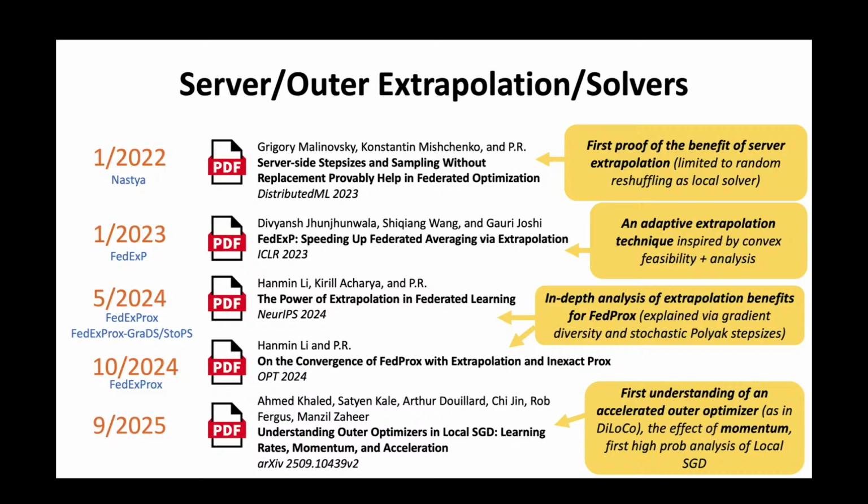into the literature. So for instance, this is the first understanding in this paper of an accelerated outer optimizer, such as using Nesterov momentum, as used in DiLoCo. And the effect of momentum is understood. There's also some high probability analysis, which maybe is less important compared to the momentum and outer optimizer analysis. To the best of my knowledge, the first proof of an extrapolation benefit, a theoretical one, was provided in this Nastya paper. This was later superseded by this FedExProx understanding, and here's the latest understanding.